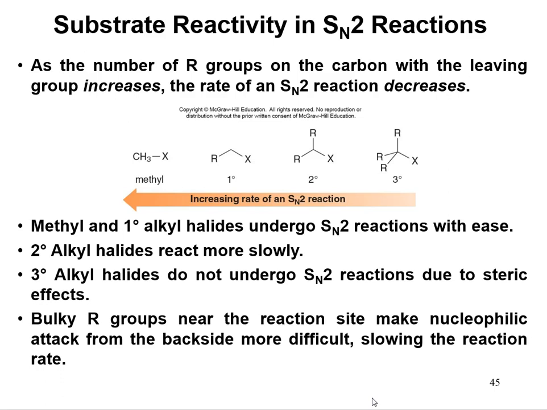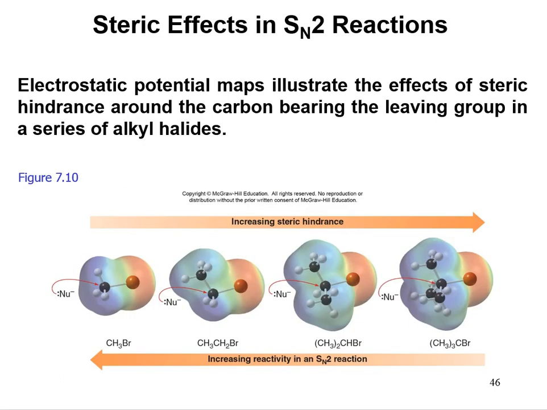The reason, as stated here, is due to steric hindrance effects. R groups are larger than hydrogens, and there is not enough room for the nucleophile to approach a tertiary substrate. Electrostatic maps are showing the differences in steric hindrance effects. Remember, the nucleophile needs to approach from the backside, which is the side opposite to the leaving group. The less steric hindrance, the easier the approach.